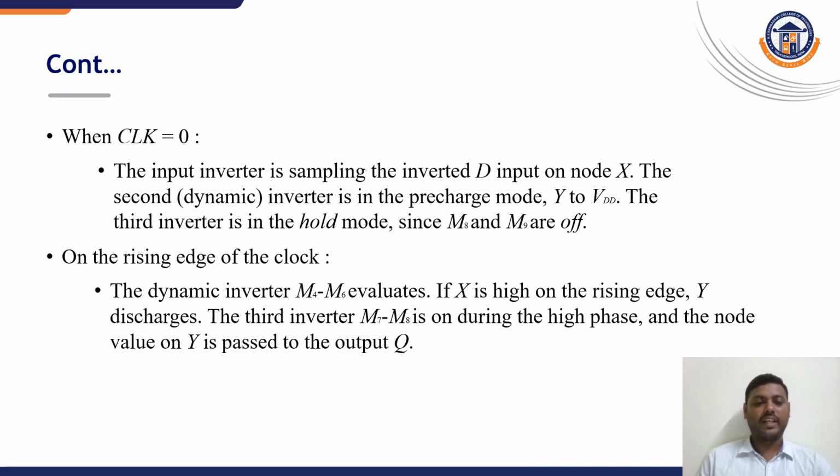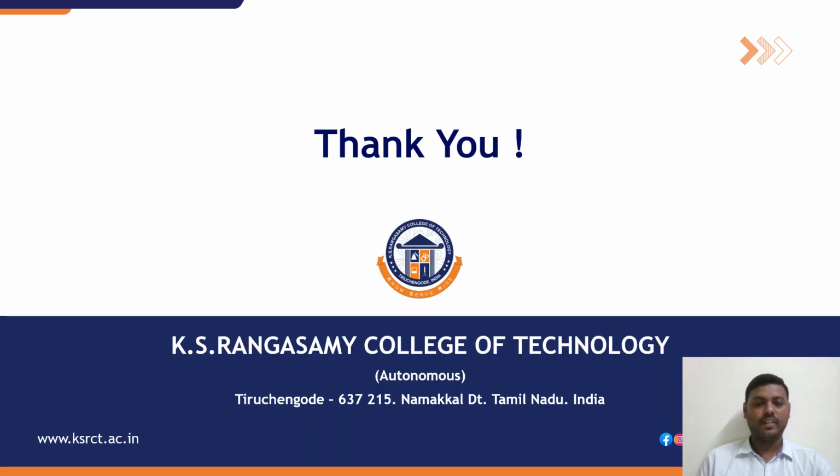And on the rising edge of the clock, the dynamic inverter M4 M6 evaluates, that is it goes into the evaluate phase. If X is high on the rising edge, Y discharges, that is the third inverter M7 M8 is on during the high phase, and the node value on Y is passed to the output Q. Thank you.